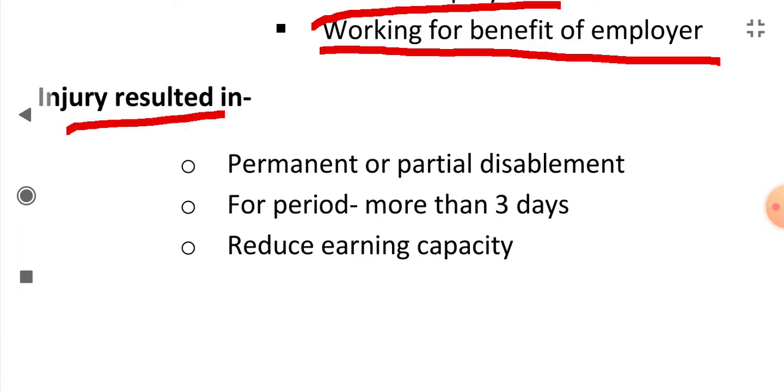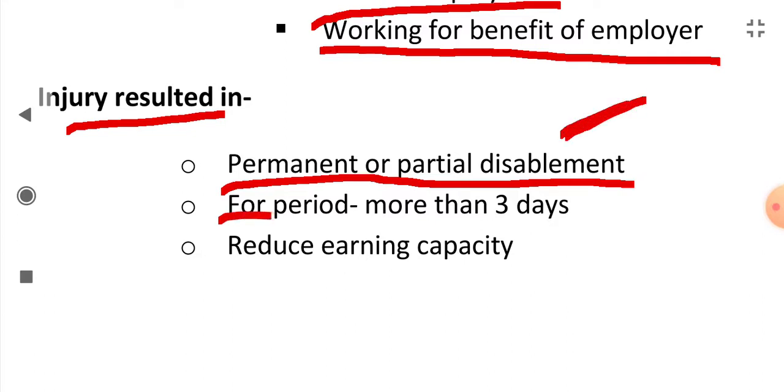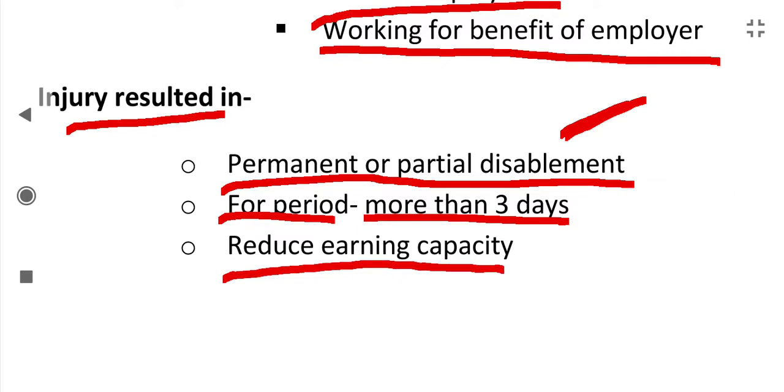The injury should result in permanent or partial disablement. Either he is permanently disabled or partially disabled, for a period of more than 3 days. He should be disabled for more than 3 days, not 3 or less than 3 days. The injury should result in reducing earning capacity. If the earning capacity does not reduce, he will not be compensated.